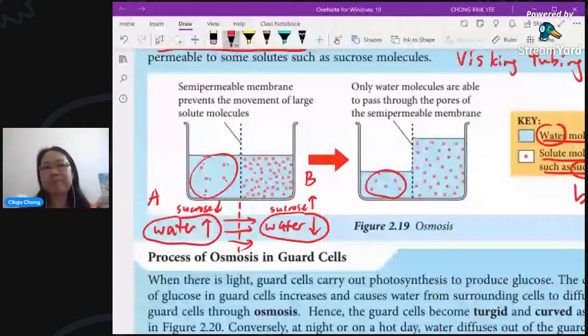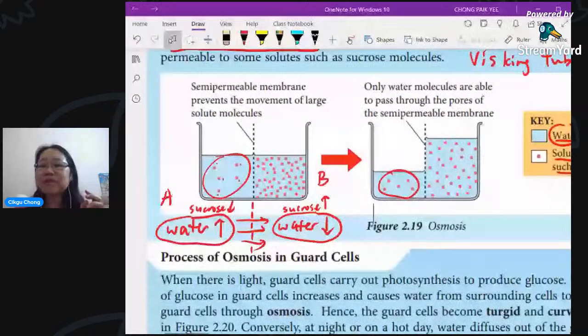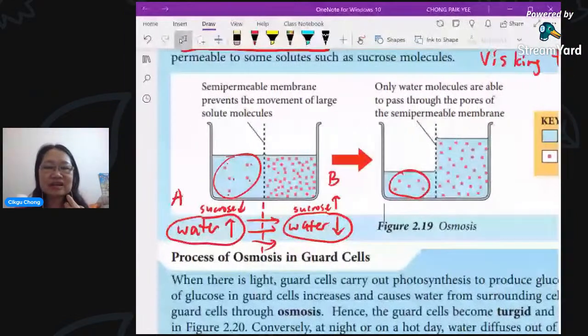Now, why? Actually, I gave you a clue already. I gave you an answer already. Why will it still be the same? Water can move right across, but the sucrose here remains the same. Why? Everyone try. There is no difference. In the water, the sucrose, I see on the left hand side 5. After half an hour, still also 5. The water level will change because water will move.